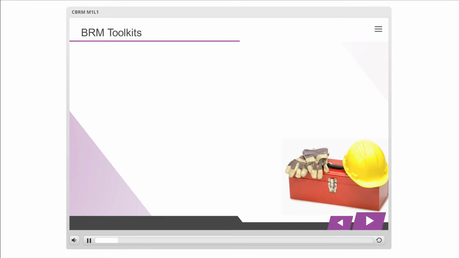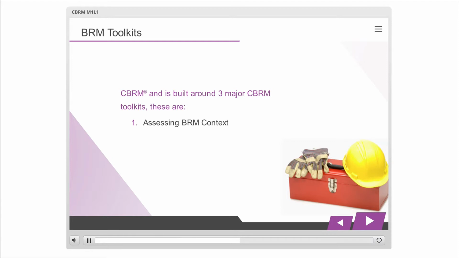Toolkits are an important resource that we will refer to and you can access during your studies. Whereas BRMP training and certification covered the what of BRM, CBRM addresses the how and is built around three major CBRM toolkits. These are: 1. Assessing BRM context, 2. Developing strategic relationships, and 3. Optimizing business value. You will also have access to general CBRM tools. Most of these, but not all, were introduced in your BRMP course. You can find a full list of the tools within each toolkit in your course documents.